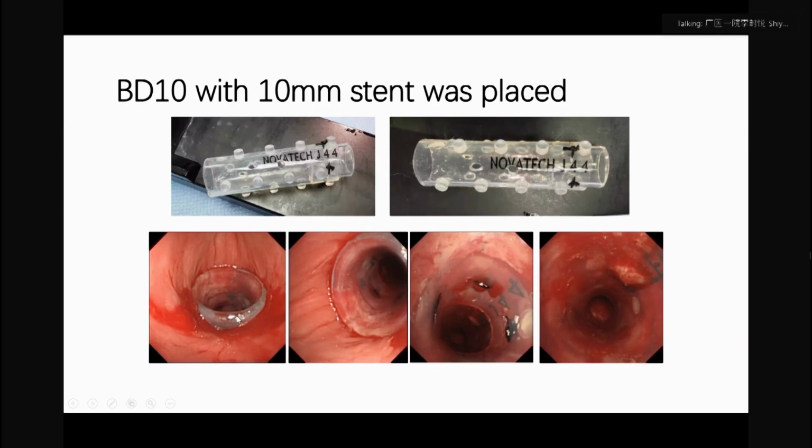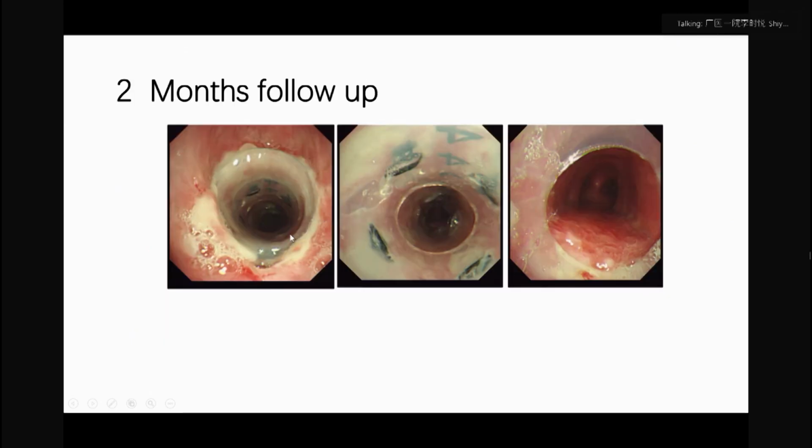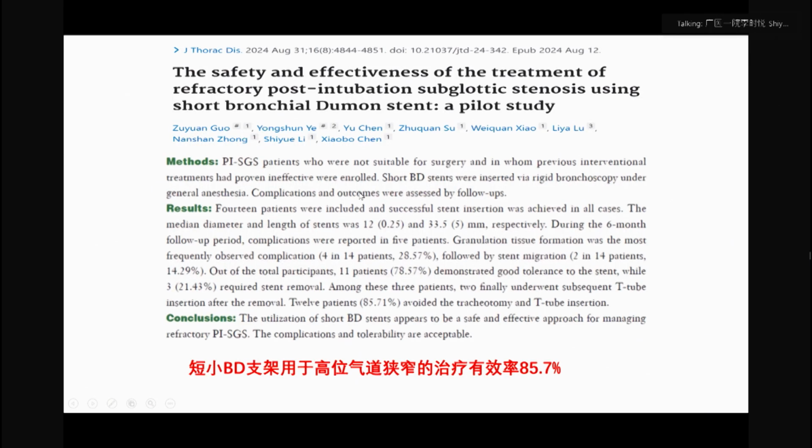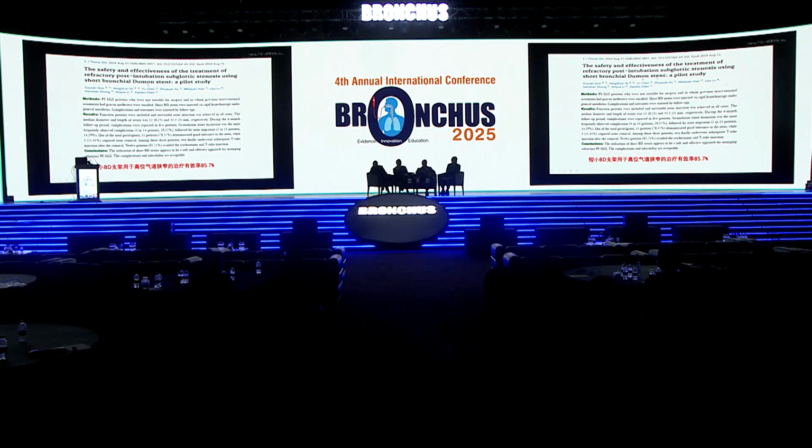And then here we can see 2 months later, the stent was stable. So for this kind of very upper tracheal stenosis, we recommend that a short and small metal or silicone Dumon stent is the choice, and the effective rate is up to 85%. Thank you for your attention.